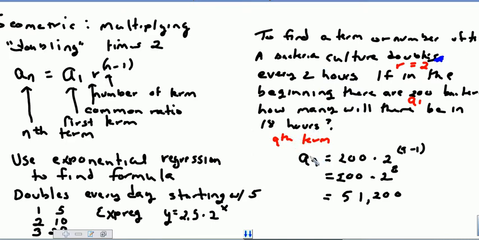So A sub 9, the 9th term, is equal to 200, A sub 1, times 2, the common ratio, raised to the 9 minus 1 power, the 9th term minus 1. So this is 2 to the 8th. Just type that in your calculator, 200 times 2 to the 8th, 51,200 bacteria would be in that culture when you got to the end of the 18 hours.